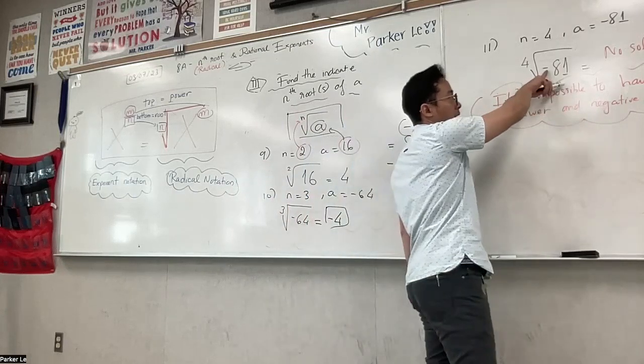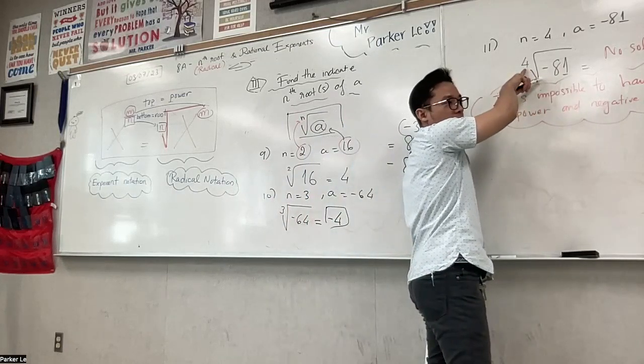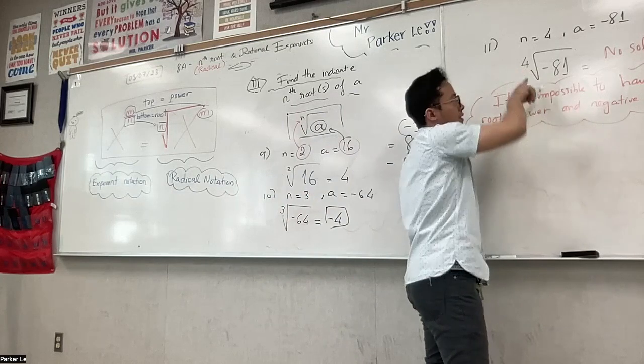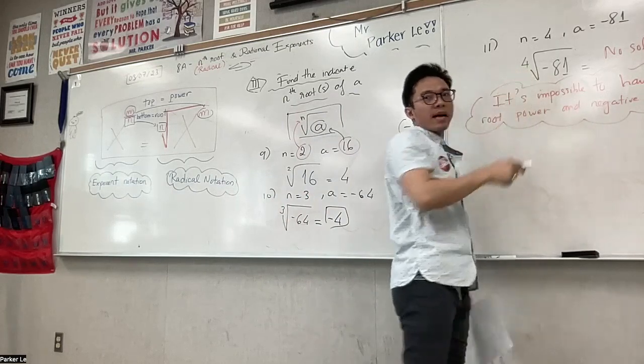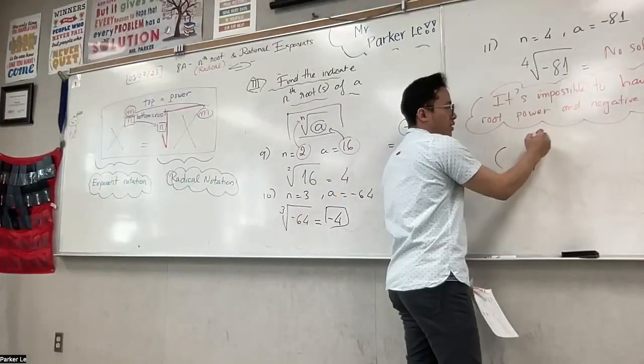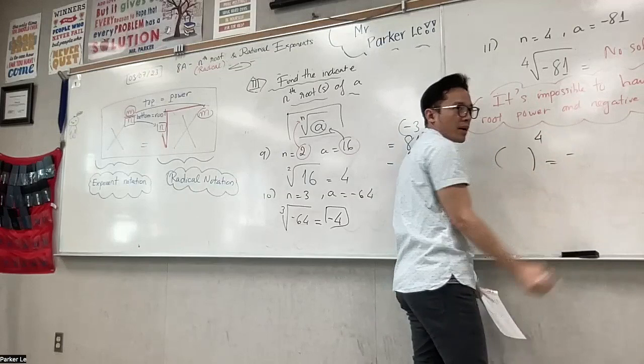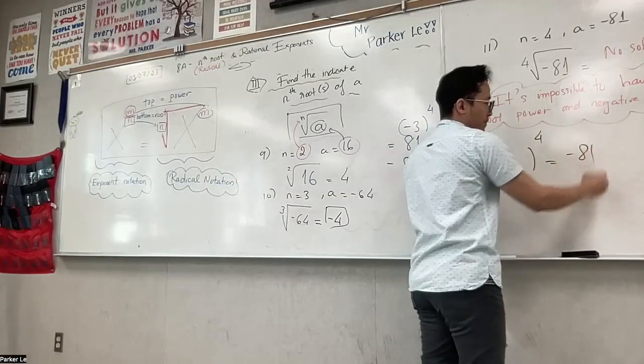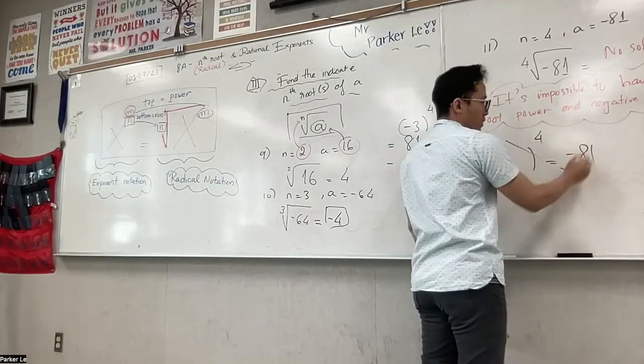So if you have the negative, this power needs to be odd. If it is even, then you can never have it, because there's no number. Then when you take the 4th power, they give you a negative number, negative 81. So there's no such thing as this.